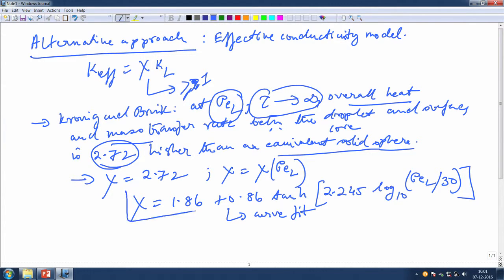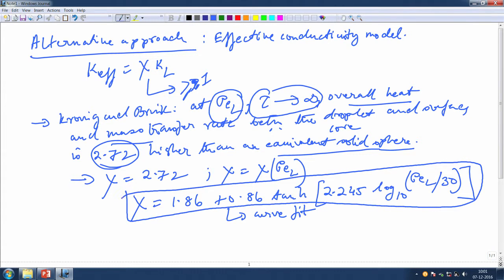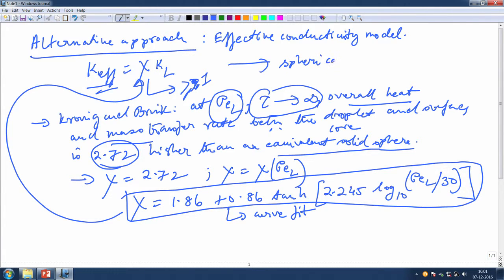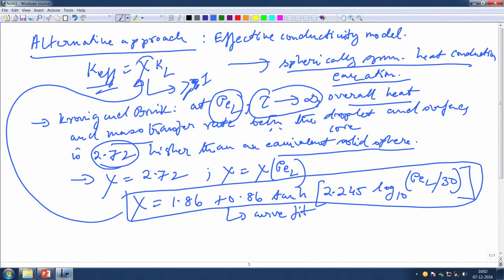So if we evaluate this factor depending on the liquid phase Peclet number and use it to enhance the thermal conductivity, then you can get away by just solving the spherically symmetric heat conduction equation that you do for a normal solid sphere. For a solid sphere there is no convection, so inside it you can just use the spherically symmetric heat conduction equation. Here also you can do the same, but using an effectively higher value of the thermal conductivity, which is a function of the Peclet number.